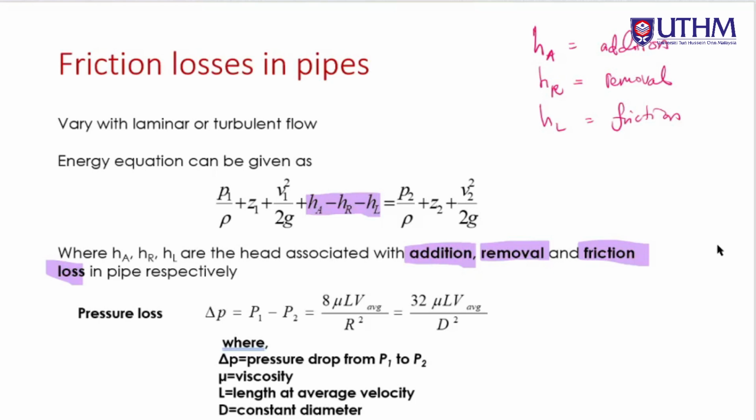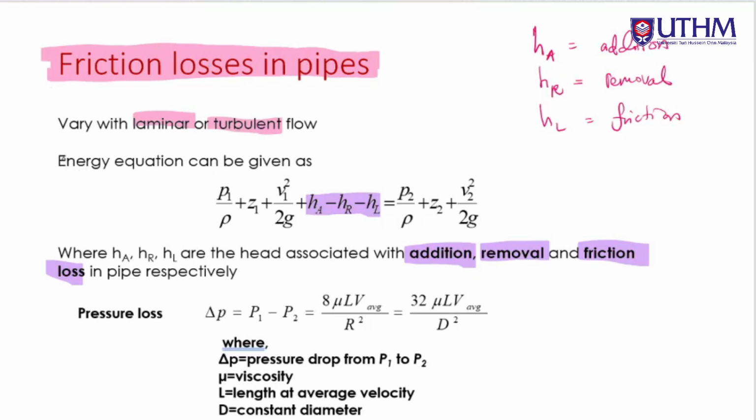Okay guys, now we go much deeper into the chapter, in which this part we will touch on friction losses in pipes. Okay, so when we talk about pipes, there are many losses that we have to consider, and one of them is friction losses. And these losses actually vary depending on whether the flow is laminar or turbulent. It depends on the flow characteristics.